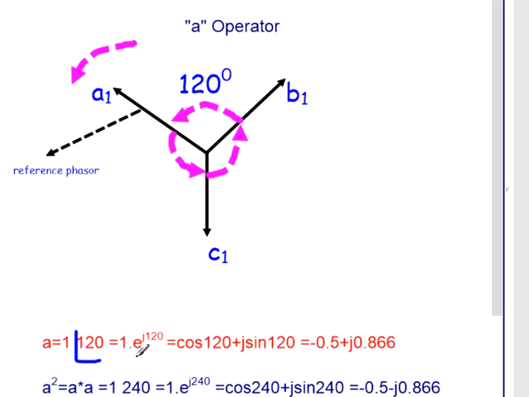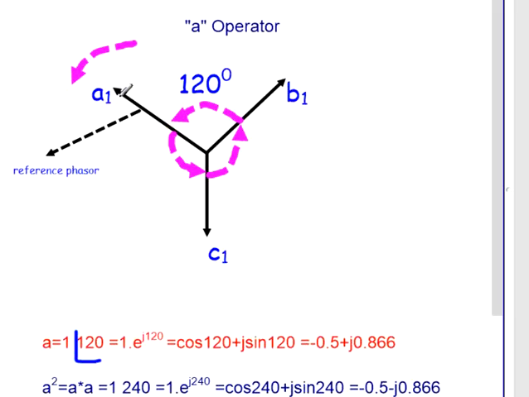This can be represented in exponential form as 1 into e raised to j120. So e raised to j120 is cos 120 plus j sin 120. It is in the form of a plus jb, so you will get minus 0.5 plus j 0.866. Now this is my reference phasor, A1 will be of 0. When A1 comes to C1, then my A1 will be multiplied with A.